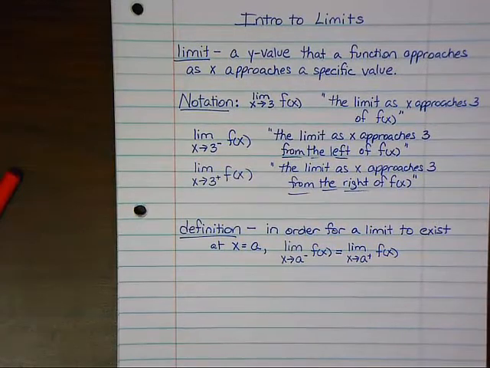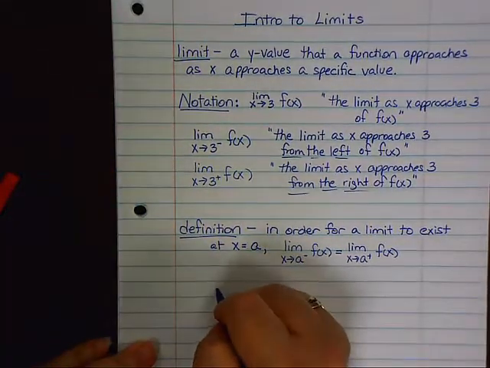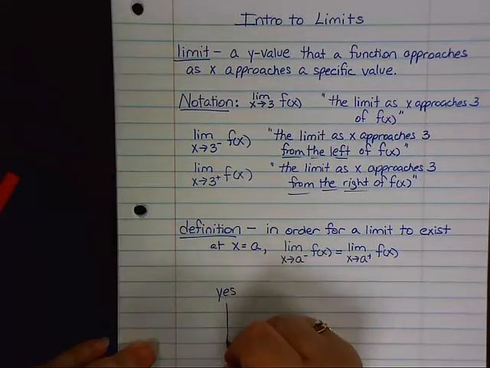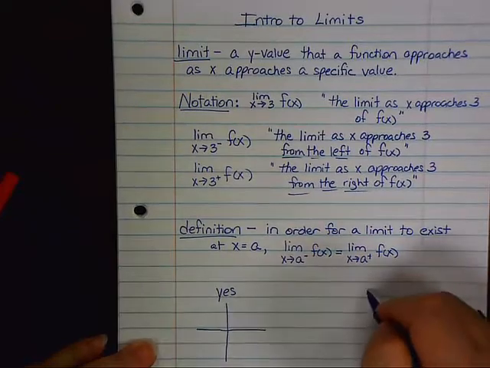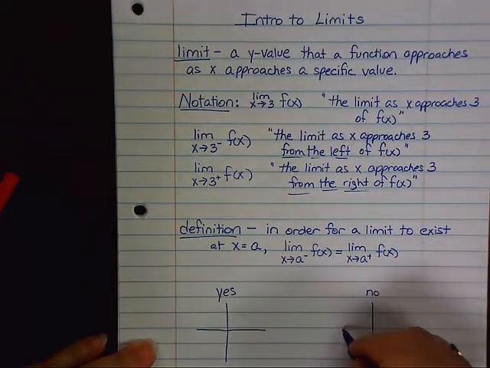Now remember that a limit is where you're going, not necessarily where you get to. Okay? So what I want you to do is write the word yes and draw a little graph underneath. Then I want you to write the word no and draw a little graph underneath.